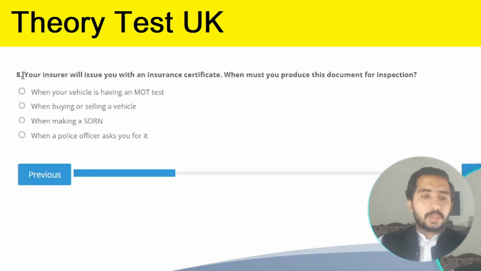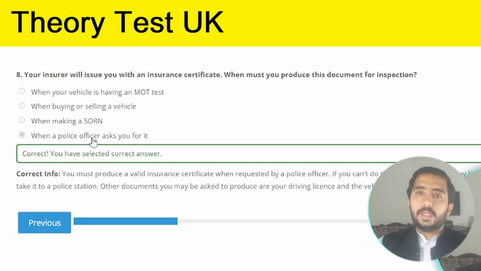Next one. Question number 8. Your insurer will issue you with an insurance certificate. When must you produce this document for inspection? The inspection will be done when the police officer asks you for it. Option D is the correct one. Next question.